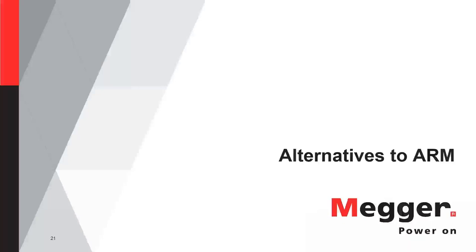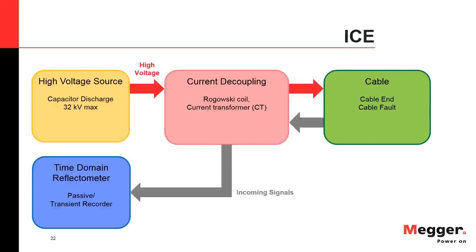Again, our little diagram here. Now you can see the TDR is not in the active mode anymore. It is in the passive mode, which means it records just a wave shape, which is a transient recorder. So it only receives signals and it's showing you on the screen what it receives. It's not actively pulsing into the circuit.